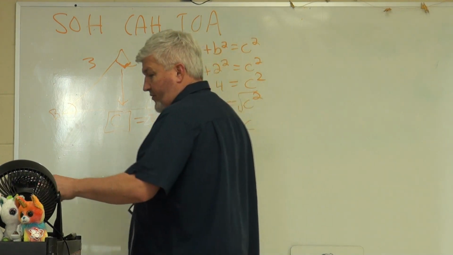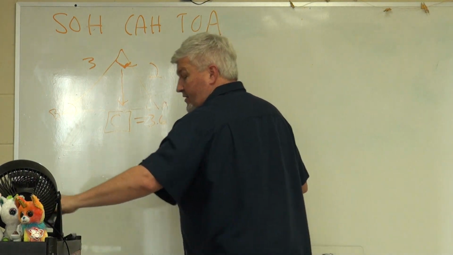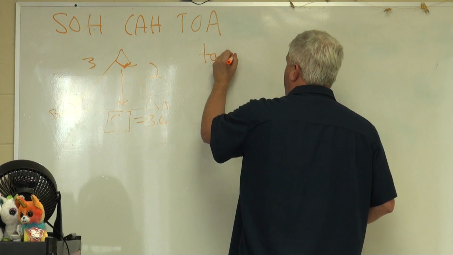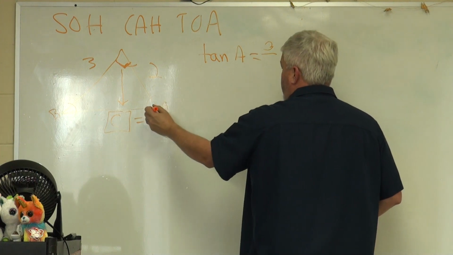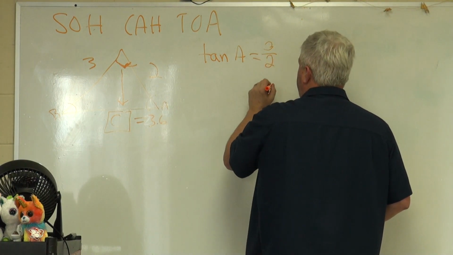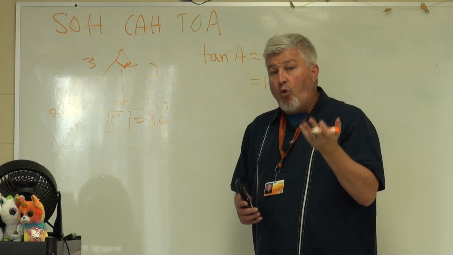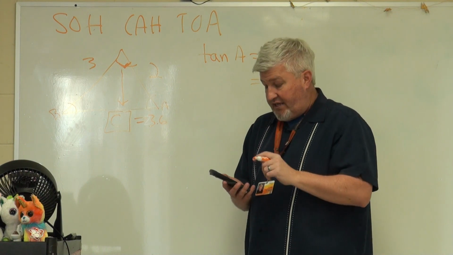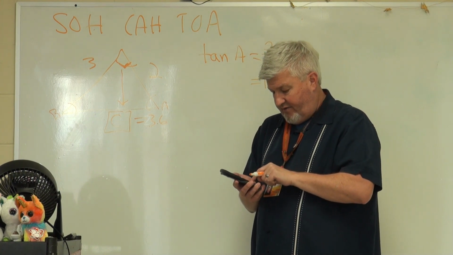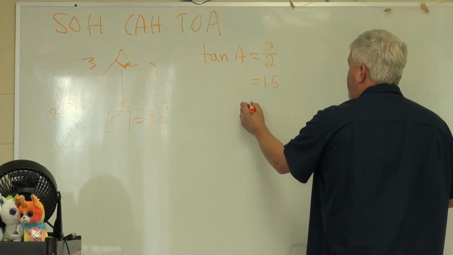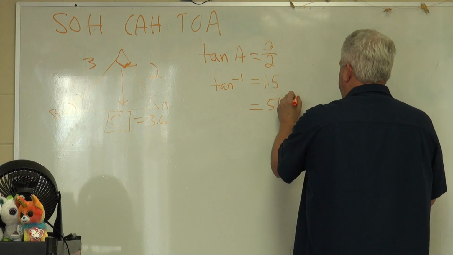Because tangent of A, TOA, is opposite, which is 3, over adjacent, which is 2, okay? And that equals 1.5. So tangent of A is 1.5. If I want to know what degree measure that is, though, now I use the inverse tangent function. So go to tangent inverse, 1.5, and I get 56.3 degrees.